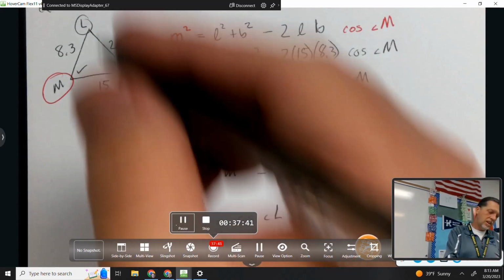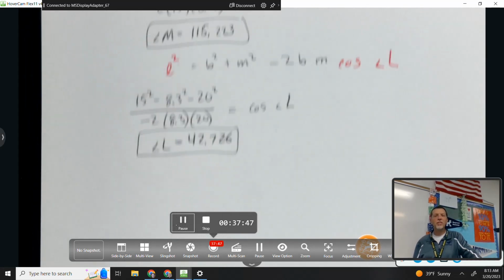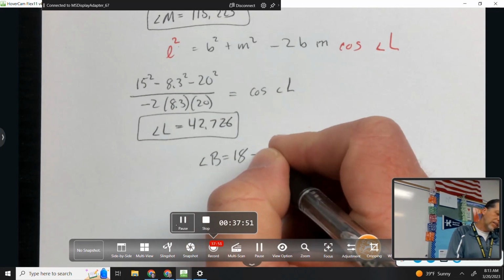We could do this whole thing again with angle B, or what would be the better option for finding angle B? Angle B is 180 minus the other two.